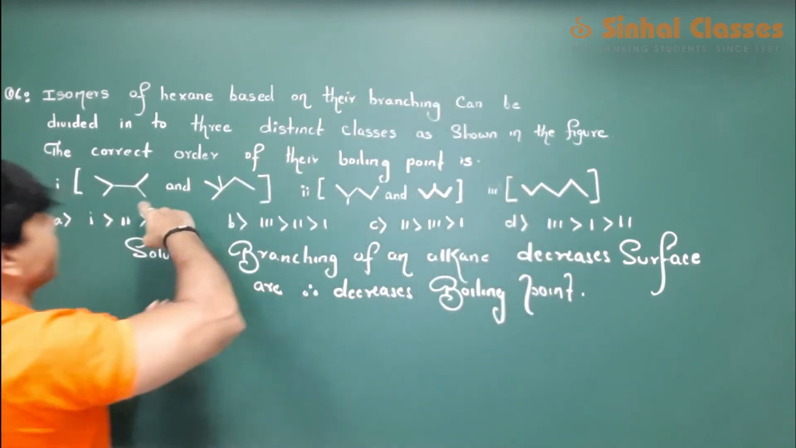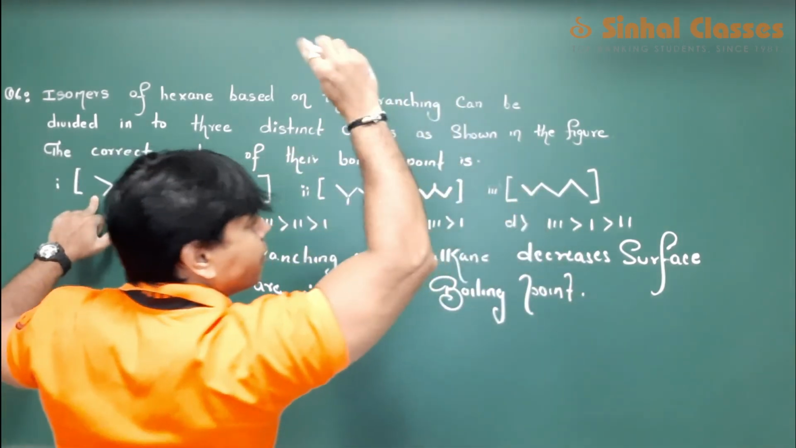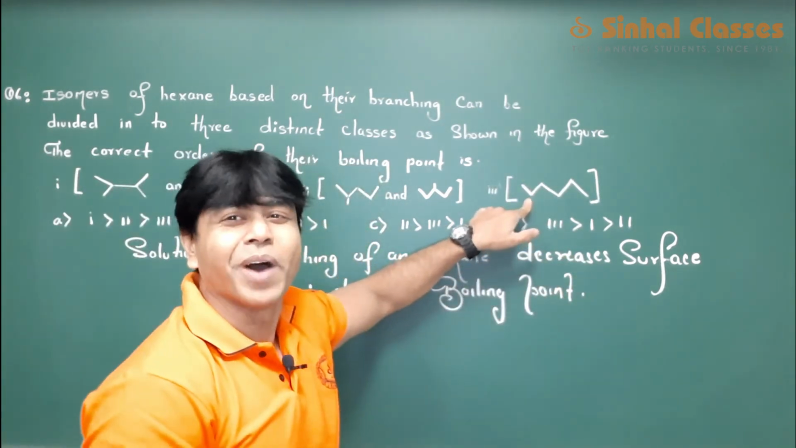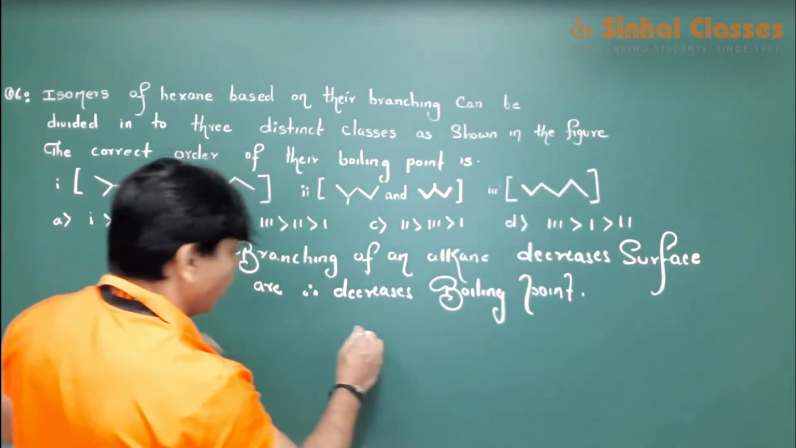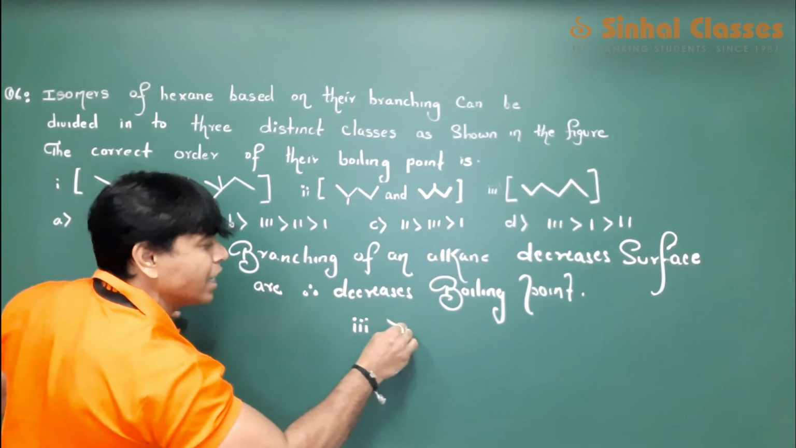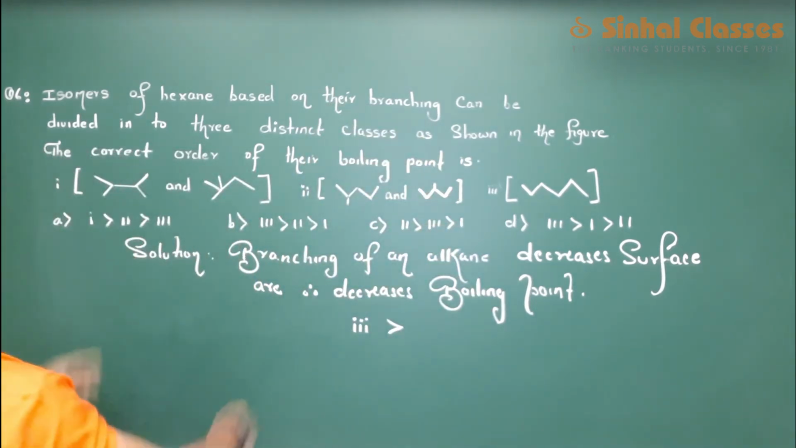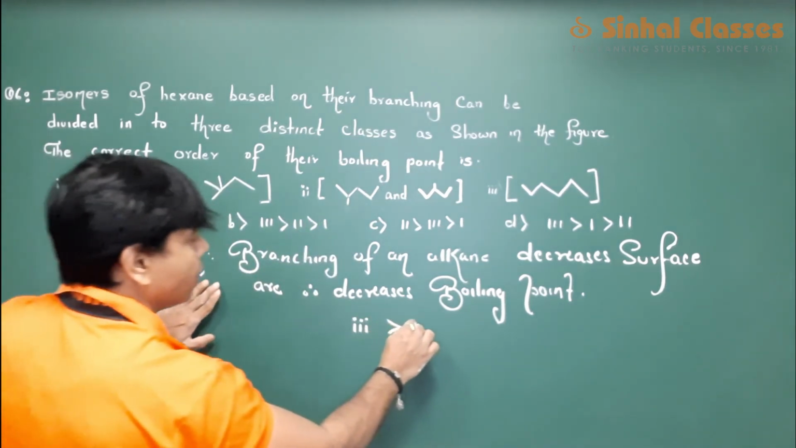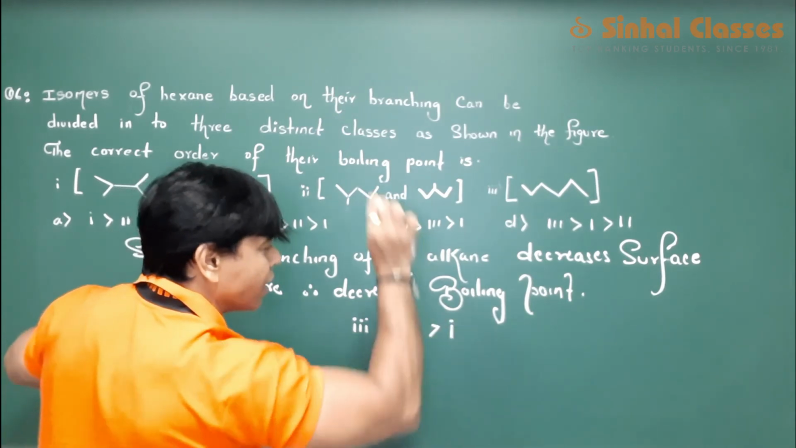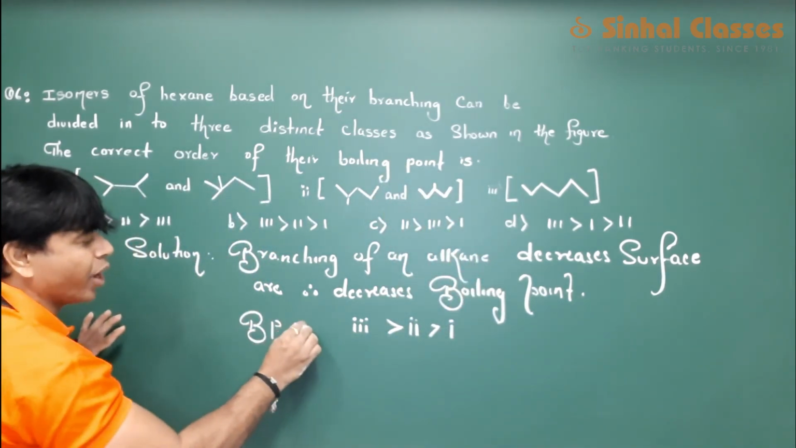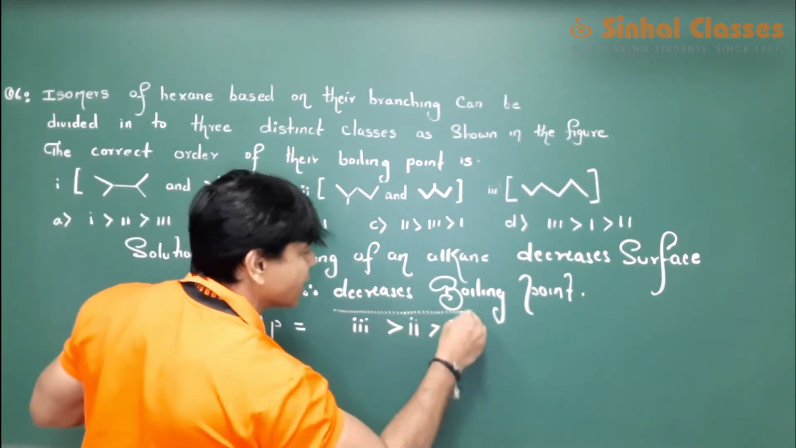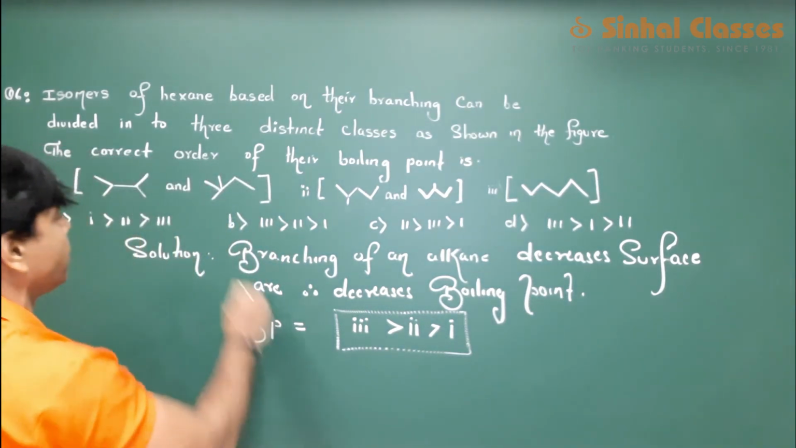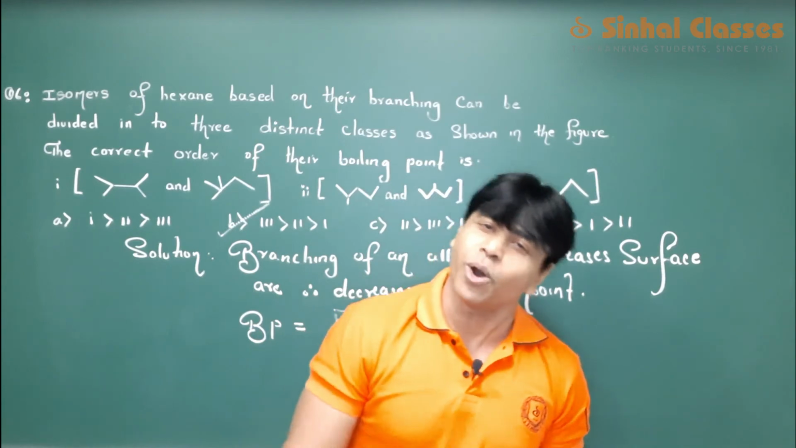Now look at the option given to you, 1, 2 and 3. Tell me, in which case there is no branches? Can you see here? Third one, there is no branches. So it is the third one which will have the highest boiling point. Then among these two, this one has less branches, whereas here there is more branches. So it will be 3, 2 and then 1. So this is the order of the boiling point. So your answer for this question will be B. B is the correct option.